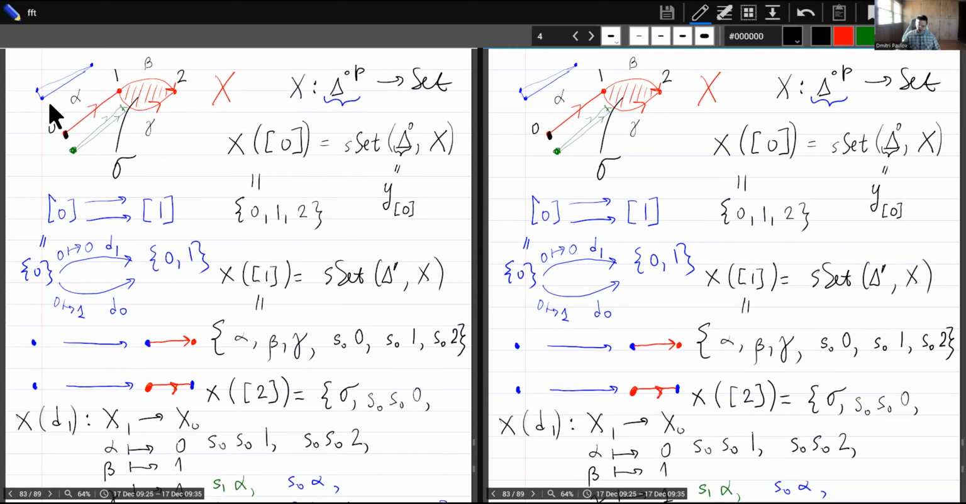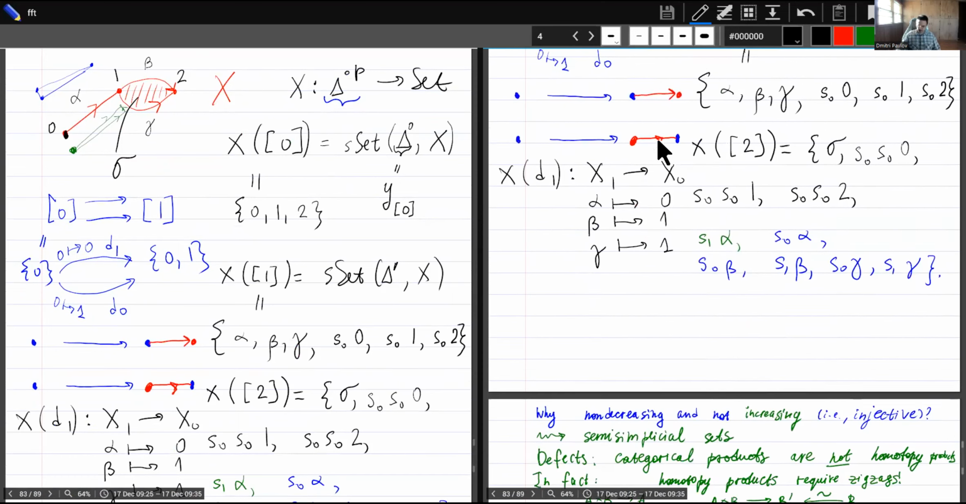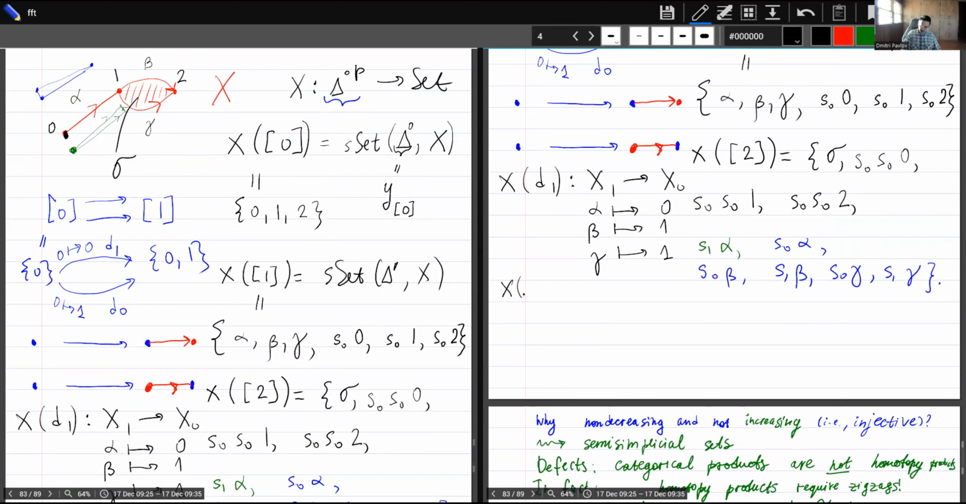Then we can do similar tricks with x of D0. This will be another map from x1 to x0. And now it will be extracting the terminal vertex. For alpha, that's 1. And for beta and gamma, that's 2. The terminal vertex is 2. Yeah, I should have mentioned, this is D1 and D0 in this picture.